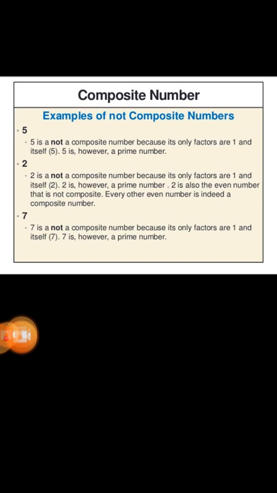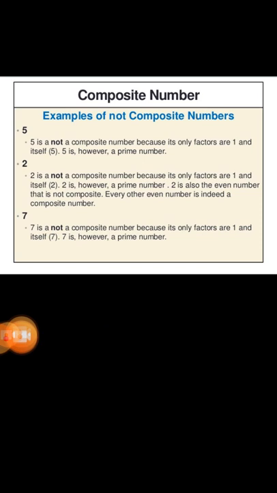Examples of numbers that are not composite. 5 is not a composite number because its only factors are 1 and itself. 5 is a prime number.